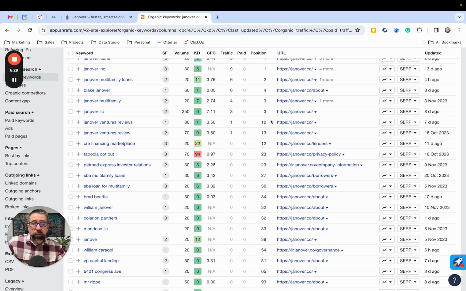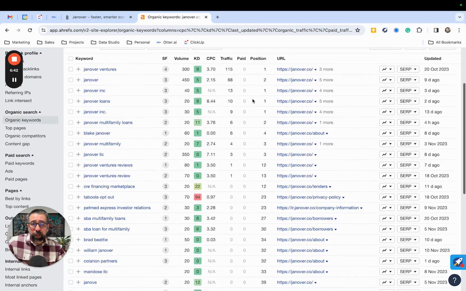The other thing is the actual position. Unless you're on the first page, which means this number has to be 10 or less, then you're not getting any of the traffic anyway, right? So there's only a couple of terms here. You can see most of their traffic in that 200 or so number is coming from Janover Ventures, right? So again, it's a branded play, and that's not bad. Again, this is all dependent on the type of business model that you're running, but certainly there's not a consumer direct business model happening here.